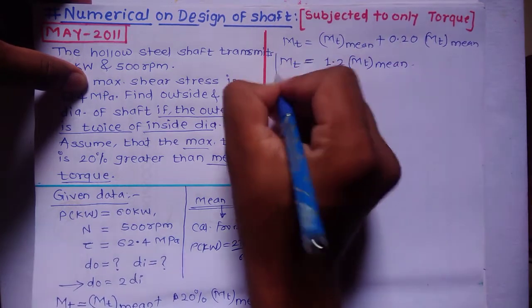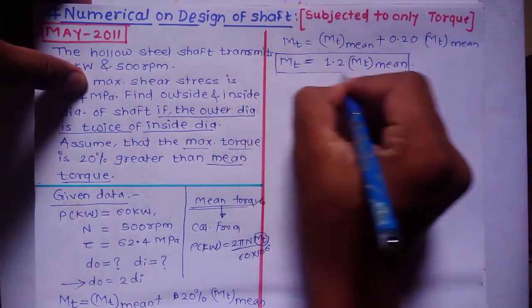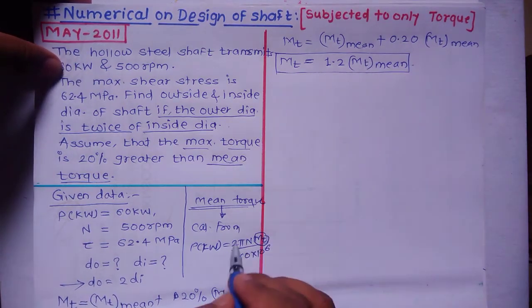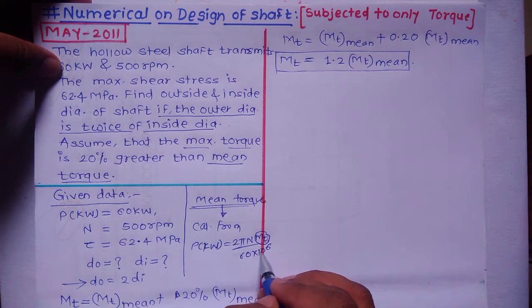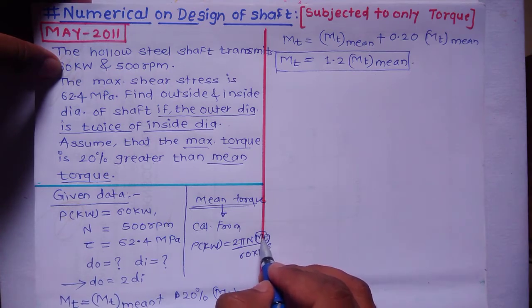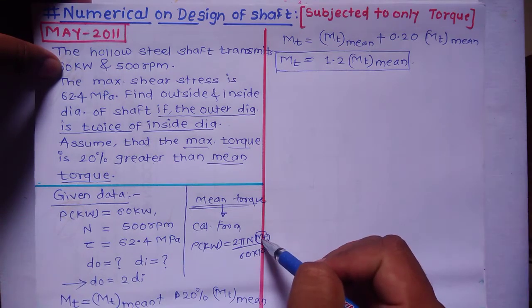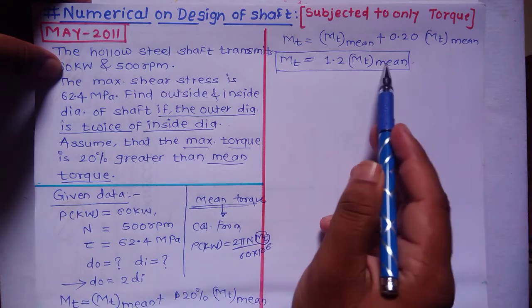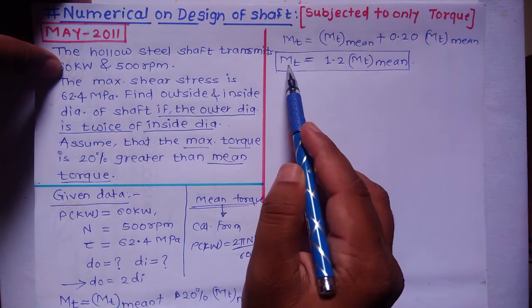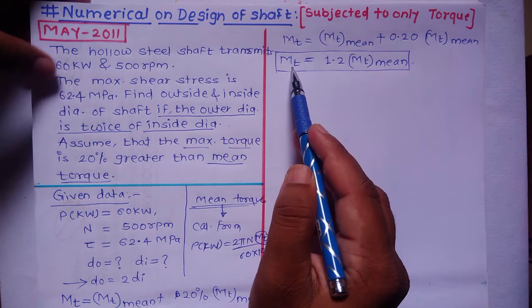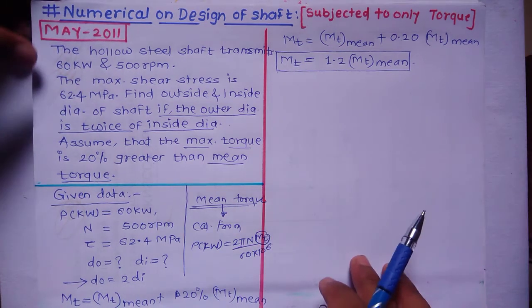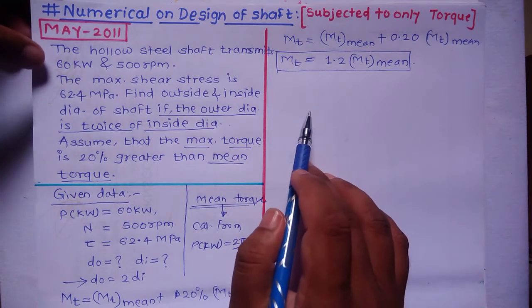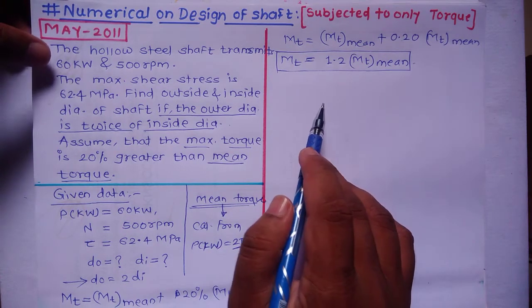So first of all we have to calculate the mean torque from the power equation, that is P in kilowatt is equal to 2 pi N MT upon 60 into 10 raised to 6, which gives the mean torque MT. After calculating this MT from this equation, we put this value of MT mean here and calculate the maximum torque MT. And we have to design the shaft by taking this maximum torque MT, because initially the torque is maximum when the motor is just started.